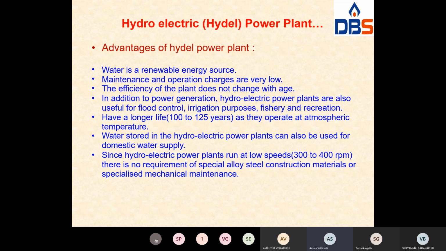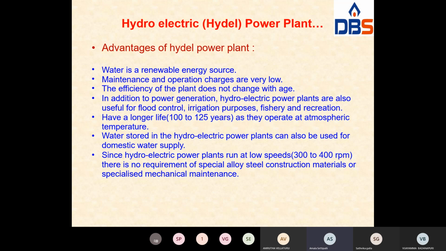Okay, so whenever you construct the dam, at that time it is useful for flood control. That means the total water will be stored behind the dam, to decrease the flood. It is useful for flood control and irrigation purposes. Whenever water is required for irrigation, at that time you can supply it from the reservoirs.